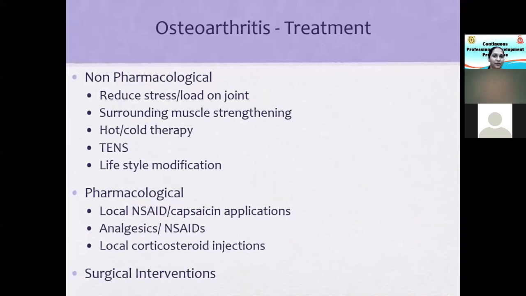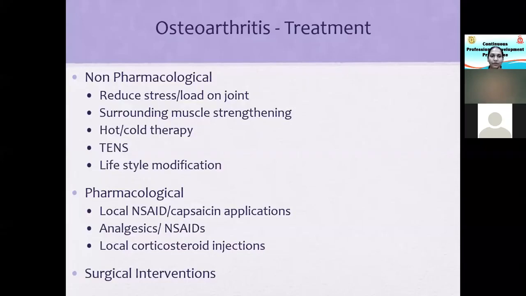So how do we treat these patients? Non-pharmacological management is very important. The importance of patient education and lifestyle modification cannot be stressed more because we have to reduce the stress or load on the joints. Weight reduction is very important. We have to strengthen the muscles surrounding the joints. So we have to demonstrate the strengthening of the quadriceps and the hamstring muscles. This helps strengthen the joint and alleviate pain as well. In addition, hot cold therapies and nerve stimulation can be used to reduce the pain.